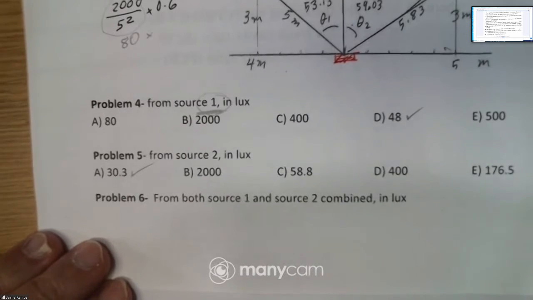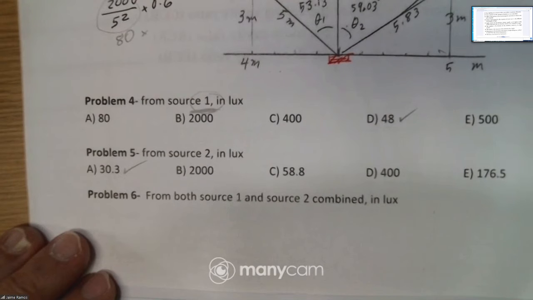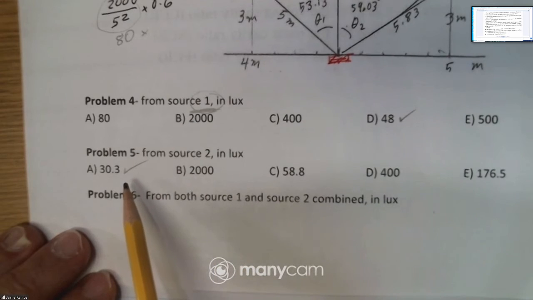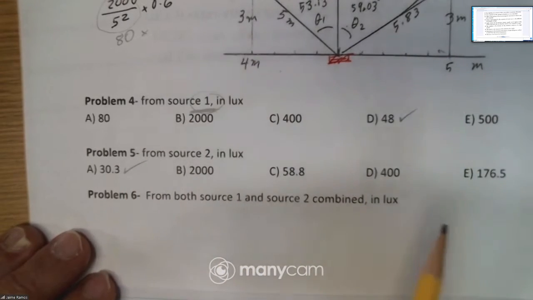I think I got something. Yeah, that's correct. Now both of them combine. So I think we can just simply add them, right? 48 plus 30, 78.3.